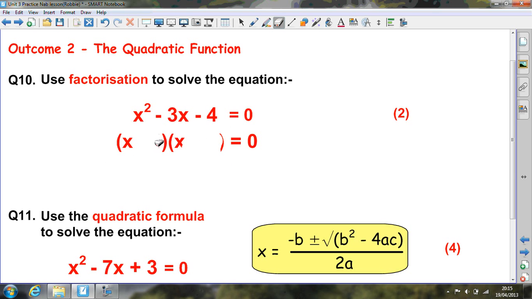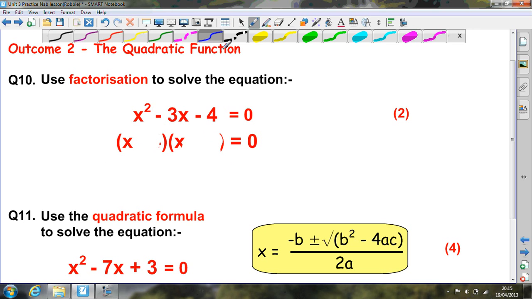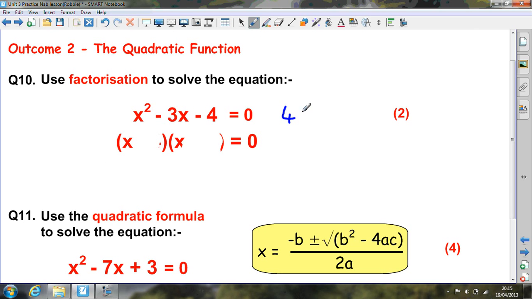Now the numbers at the end need to multiply to make this, but they also have to add or subtract to make this. So the numbers you're thinking about should be 4 and 1 or 2 and 2. But we need to make a 3. You can't make a 3 with 2 and a 2. So it's got to be a 4 and a 1. So 1, 4. Let's think of the signs now.